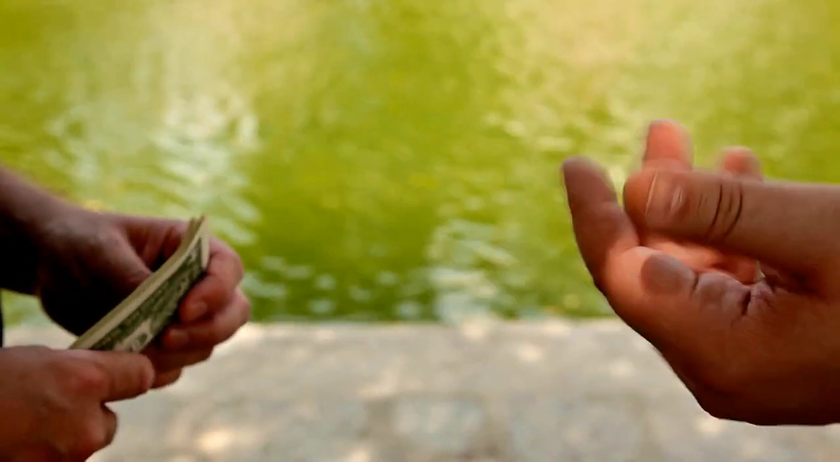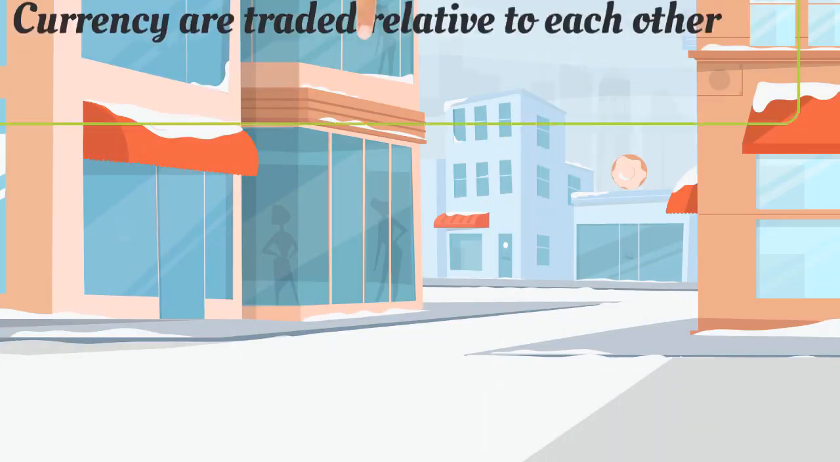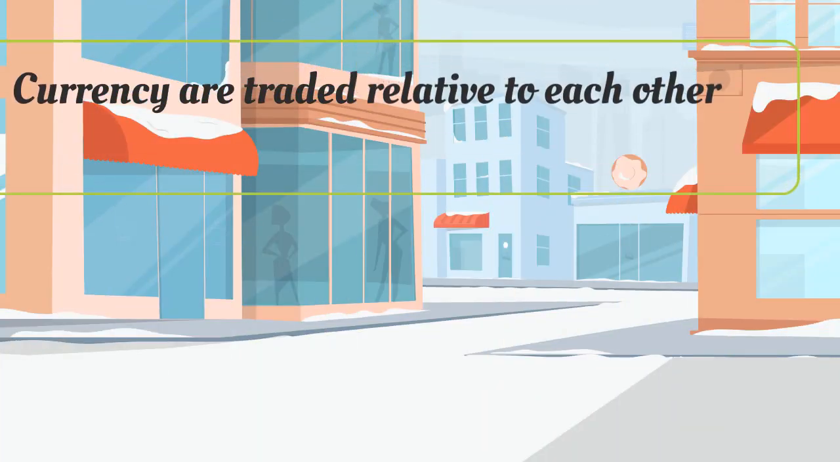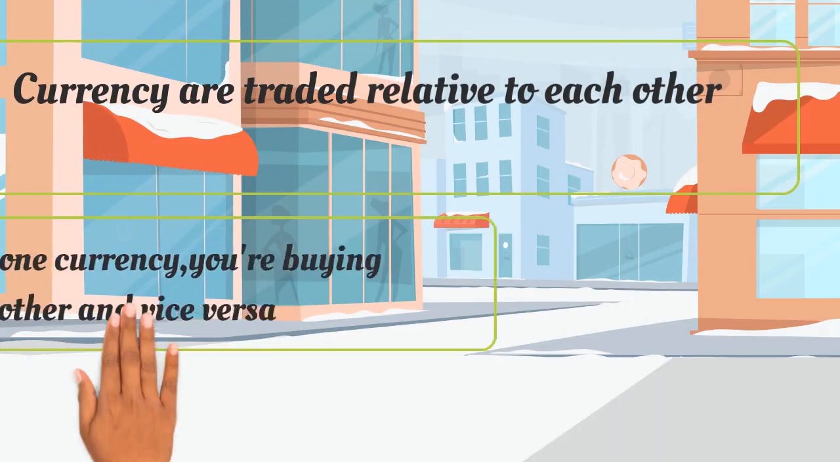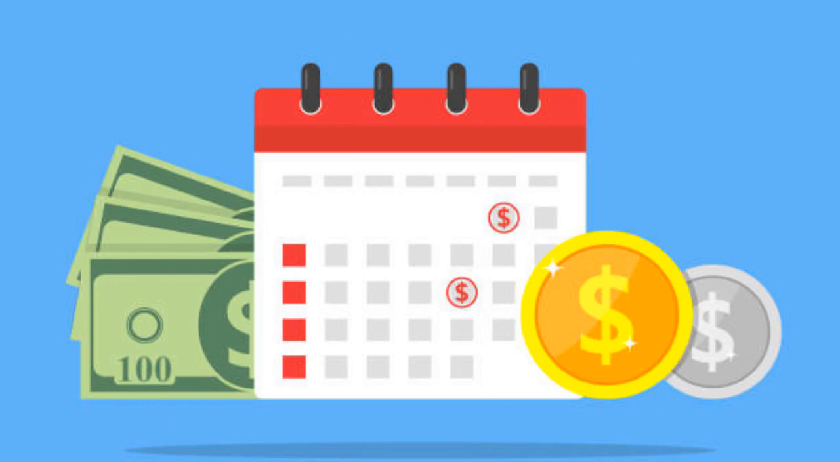Traders usually take a position in a specific currency with the hope that there will be some movement in the market from which they will be profiting. A currency is always traded relative to another currency. If you sell a currency, you are buying another. And if you buy a currency, you are selling another. So in online trading, a profit is made on the difference between your transaction prices.